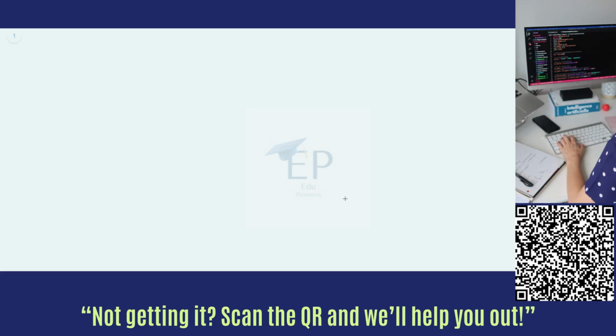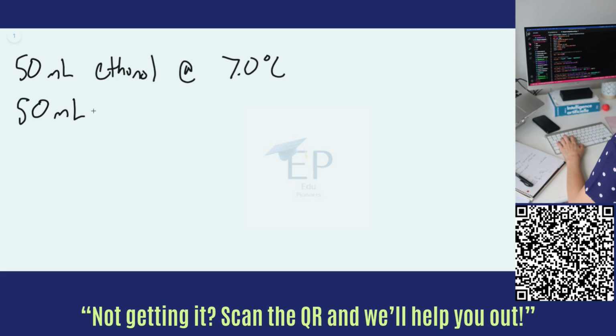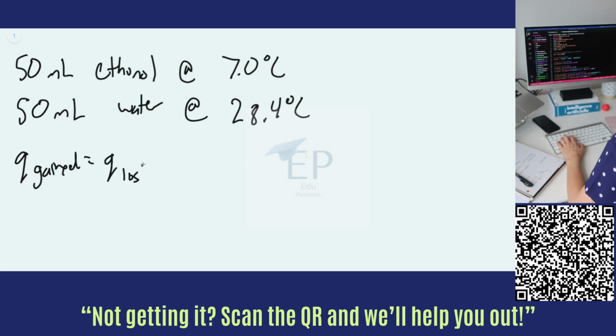So in this problem, we are given that we have 50 milliliters of ethanol at 7.0 degrees Celsius, and we have 50 milliliters of water at 28.4 degrees Celsius. And we mix these two together, and we want to find the final temperature of the mixture. And so the way that we do that is the formula Q gained equals Q lost.